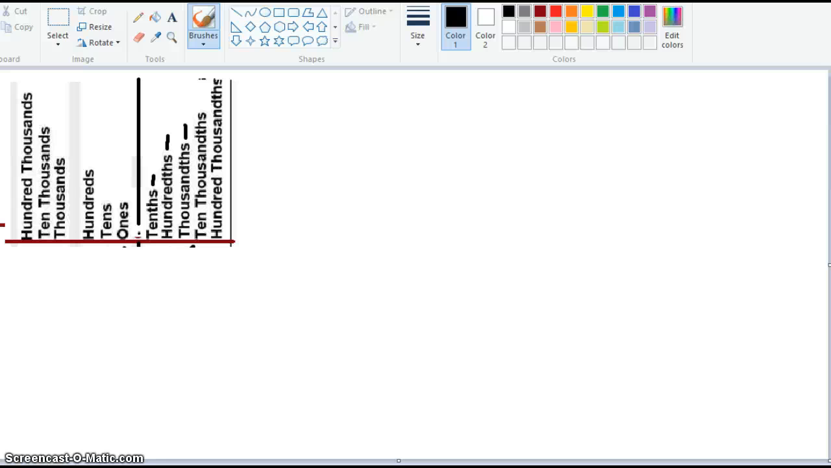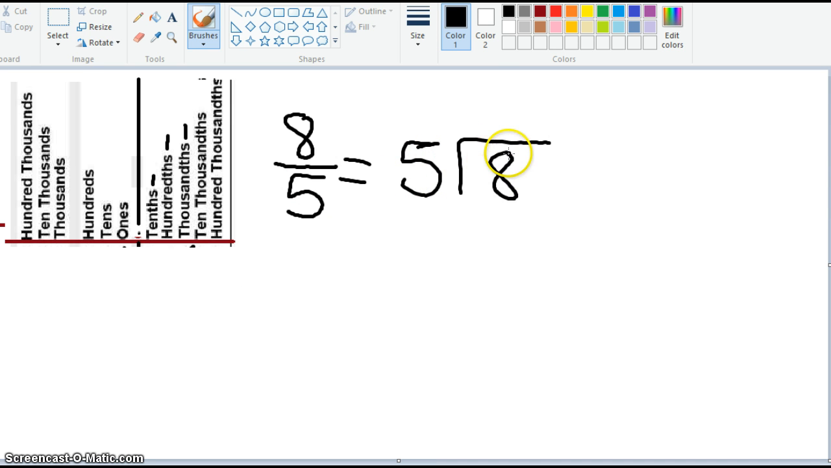Okay, last example before I have you guys work on this. Let's do one more example. In this case, I'm going to make it 8 over 5. Convert this into a decimal. So I'm going to say 5 divided by 8.